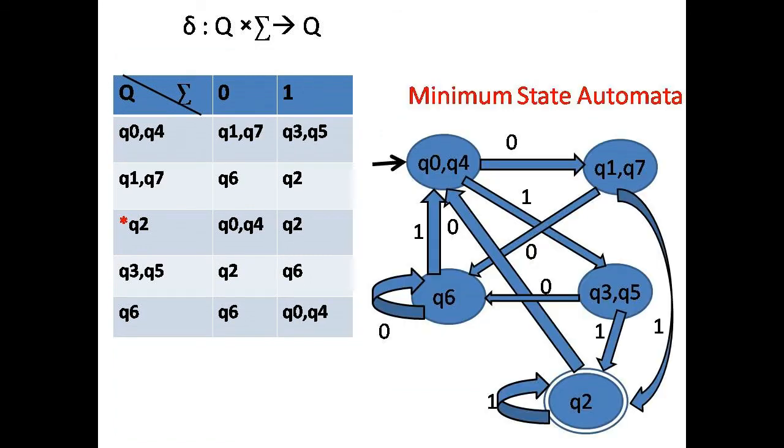Next step is we construct the transition diagram from the transition table. This transition diagram is called the minimum state automata. Here the new states are Q0, Q4, Q1, Q7, Q6, Q3, Q5 and Q2. Q2 is the final state and Q0, Q4 is the initial state of the minimum state automata. Thank you.